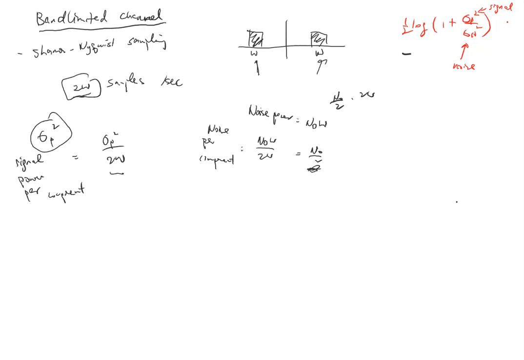Now, for each of the components, you think of it as a separate channel, then the channel capacity will be 1/2 log of 1 plus the sigma p square over 2W, the power per component, over the N log over 2, the noise power per component. The 2 got cancelled. So therefore, this will be 1/2 log 1 plus sigma p square over N log W.